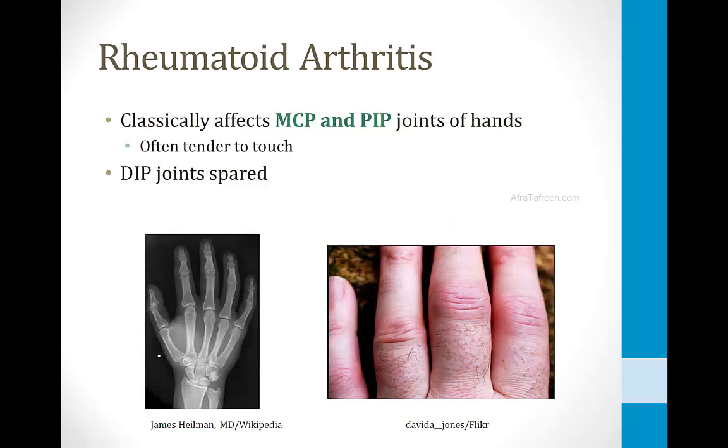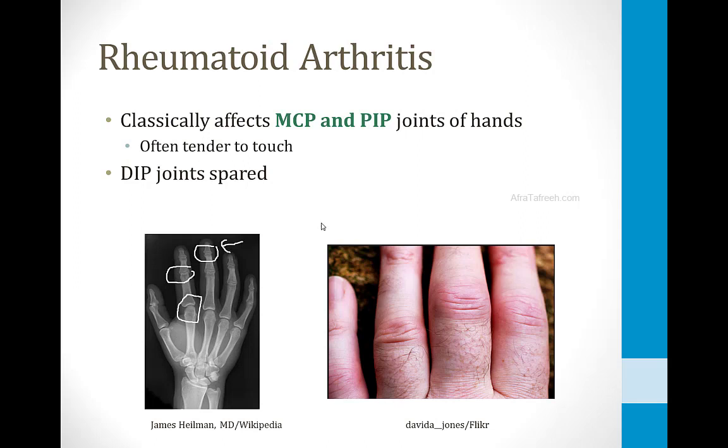Classically, rheumatoid arthritis affects the MCP and PIP joints of the hands. There's a hand x-ray shown on the screen here. This is one of the MCP joints. This is one of the PIP joints. Importantly, the distal interphalangeal joints, or DIP joints, way out here on the fingers, are generally not affected. They are usually spared. And this is in contrast to osteoarthritis, where the DIP joints are often involved.